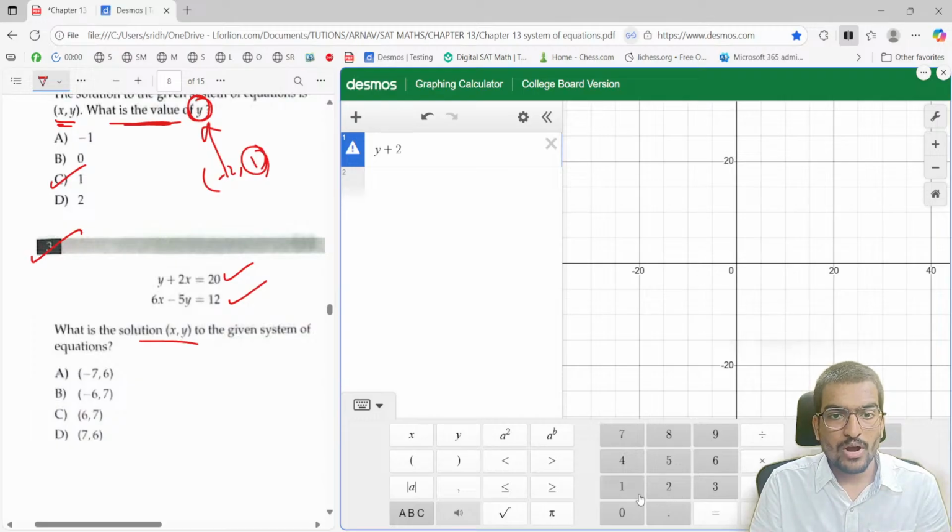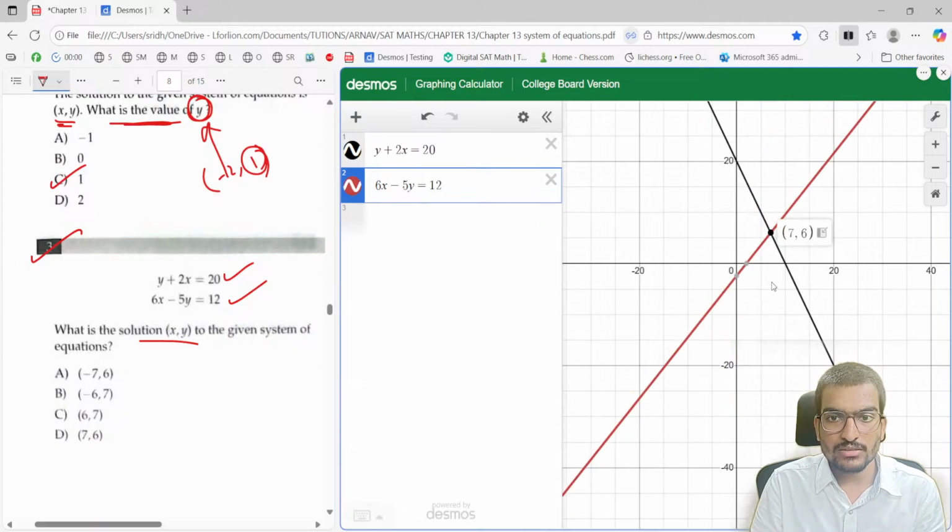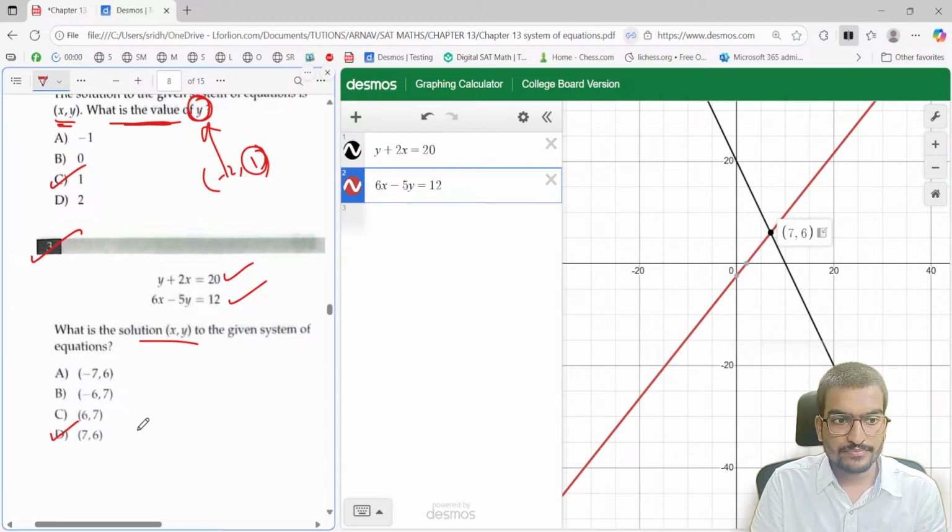y plus 2x equals 20. And the second equation is 6x minus 5y equals 12. Just inputting into DESMOS, you get it. So you got 7 comma 6, which is option D.